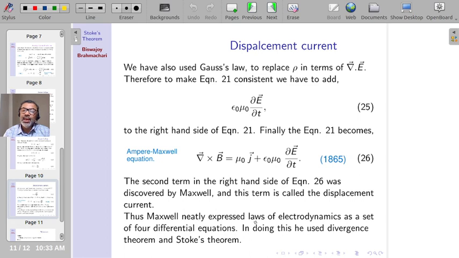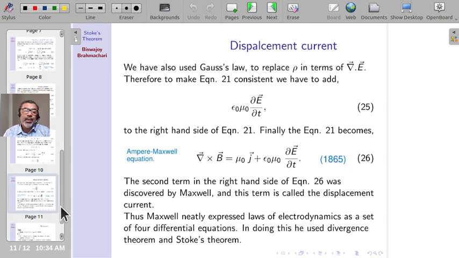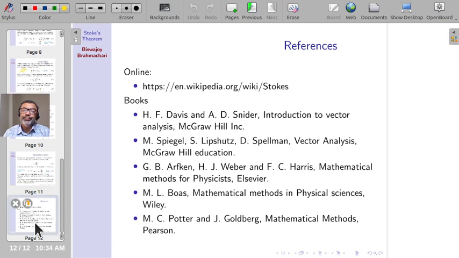Thus, Maxwell neatly expressed the laws of electrodynamics as a set of four differential equations. One is divergence of E equal to ρ/ε0. Second is divergence of B equal to 0. And the third and fourth equations we have derived here, the Maxwell-Faraday equation and the Ampere-Maxwell equation. So in doing so, Maxwell used the power of Stokes theorem.